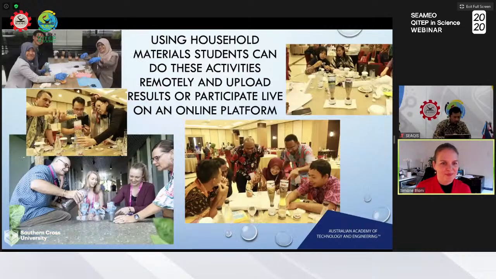So this is us doing it in Indonesia and also in Australia over the last few years. So you can see it's super simple but very engaging. It's a surprisingly engaging thing to be doing, creating a water filter and seeing how the results differ depending on the different substitutes as the filter. And you can see some people have chosen to use a combination of different materials, and some people have just chosen to use one material and compare them against each other.